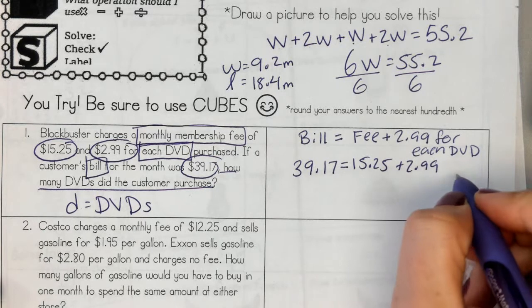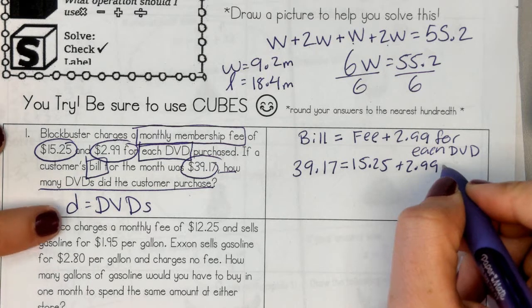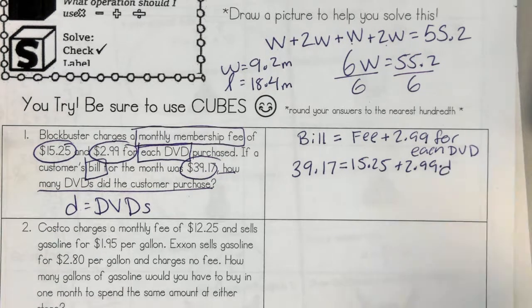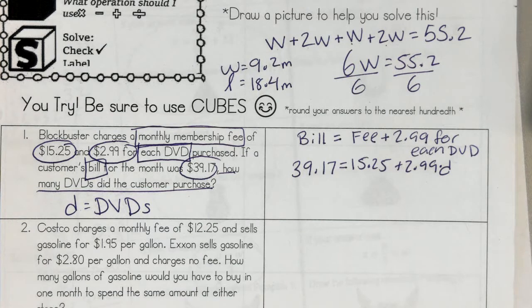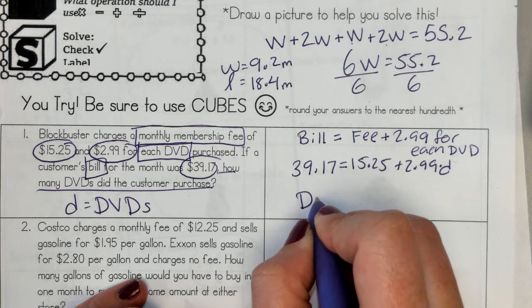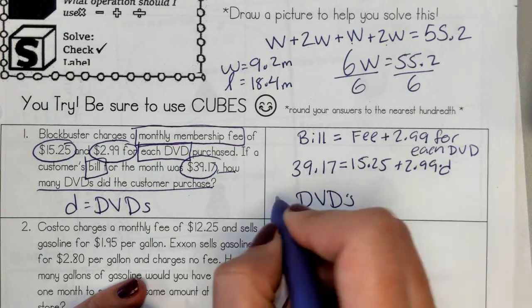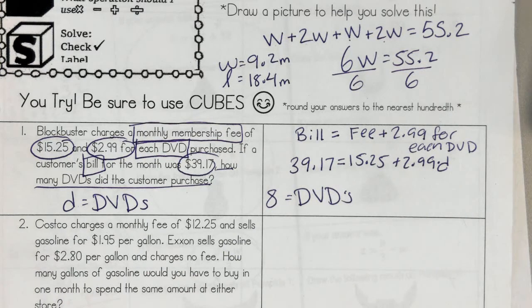How would I say it's for each one? D. $2.99 times however many DVDs we buy. Alright, if you solve this, you would subtract $15.25 from both sides. Divide both sides by $2.99, and you would get that. I got that a different way, but I still got the same answer.